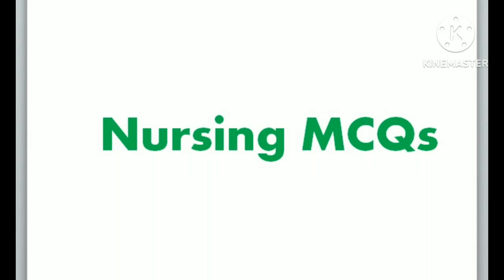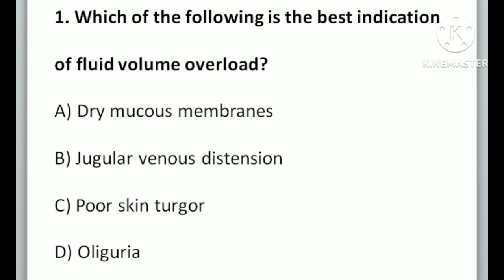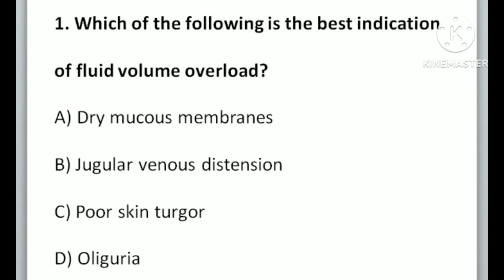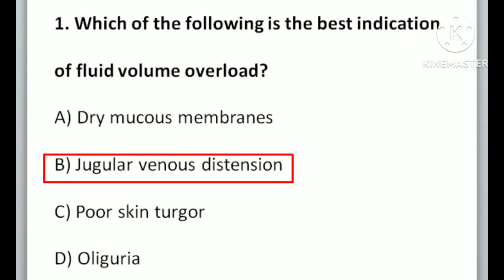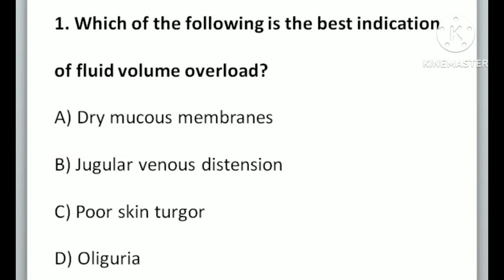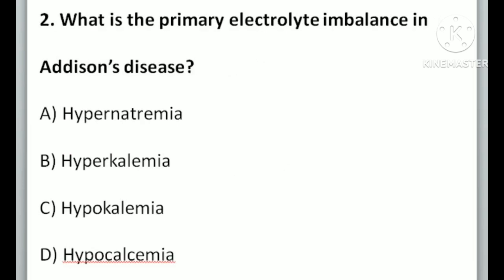Nursing MCQs 101200. 1. Which of the following is the best indication of fluid volume overload? Correct option is B. Jugular venous distension. 2. What is the primary electrolyte imbalance in Addison's disease? Correct option is B. Hyperkalemia.